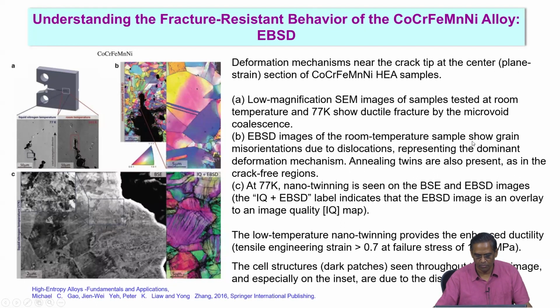EBSD images of the room temperature sample show grain misorientation due to dislocations, representing the dominant deformation mechanism. Annealing twins are also present in the crack-free regions. So you have crack-free regions also having big twins. They're all annealing twins. You look at the scale bar here, it is about 5 micron here. Then it's more than 10 micron in length, right? This region.